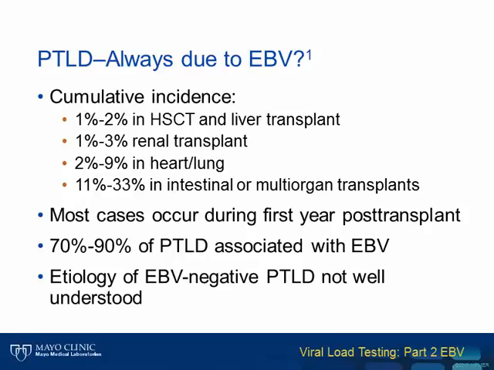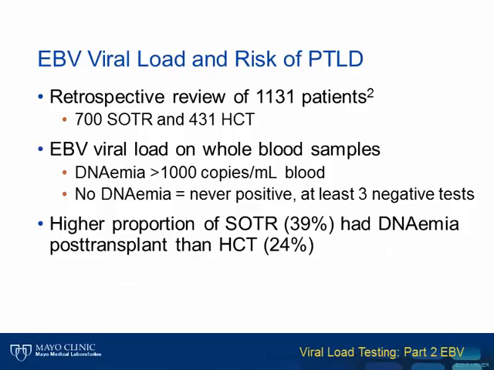How about the association of the EBV viral load and the risk of PTLD? Can we make some predictions about an individual's risk of developing the disease based on the amount of virus in the blood? Well, a few studies have addressed this issue, and one in particular from 2012 performed a retrospective review of over 1,100 patients, which consisted of 700 solid organ transplant recipients and about 430 stem cell transplants.